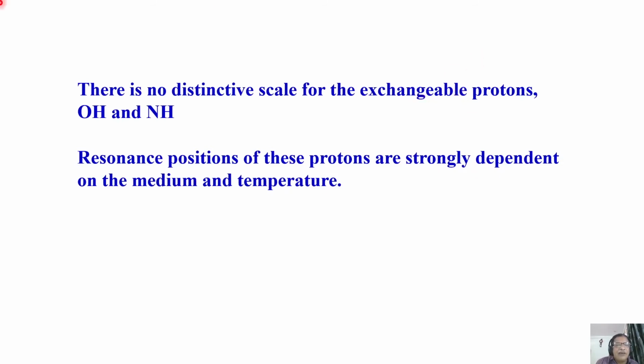But if you ask me where the OH peak comes in my molecule, or if I have an NH proton in my molecule, where does that NH peak come? I cannot tell you offhand. There is no distinctive scale for these; they are called exchangeable protons. For this type of exchangeable proton, there is no preferred region of observation. It can move anywhere in the spectrum depending upon the type of interaction. This is very important and we should remember that.